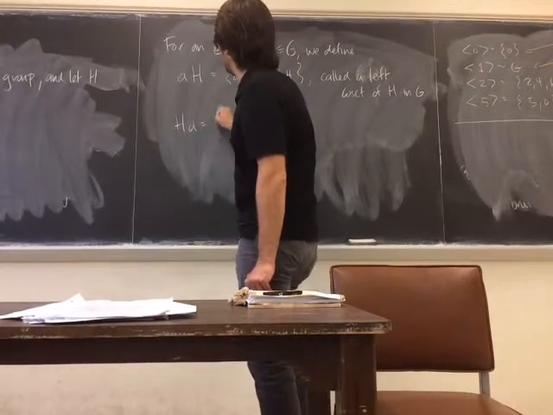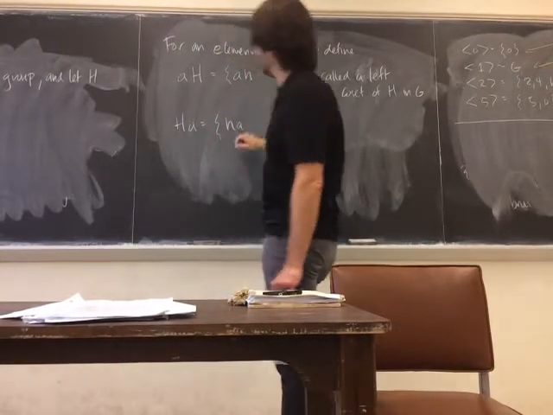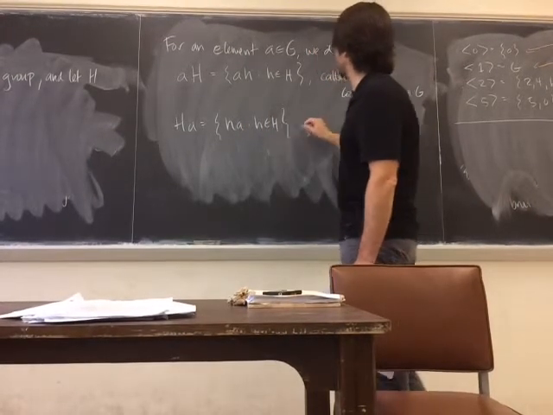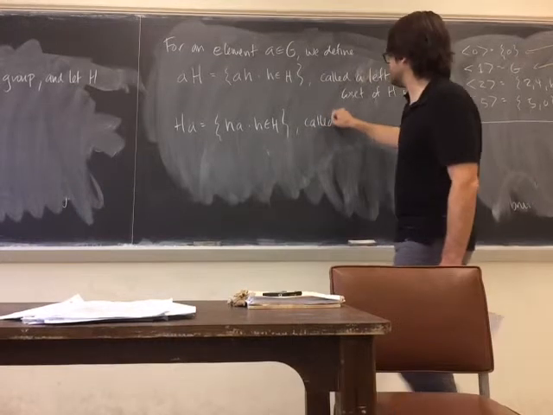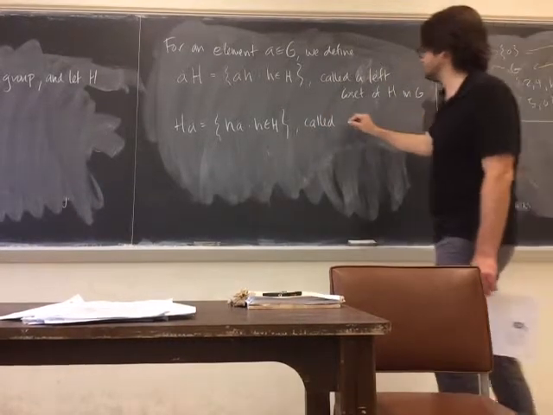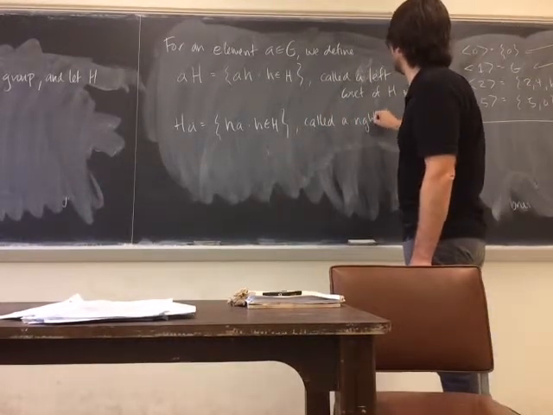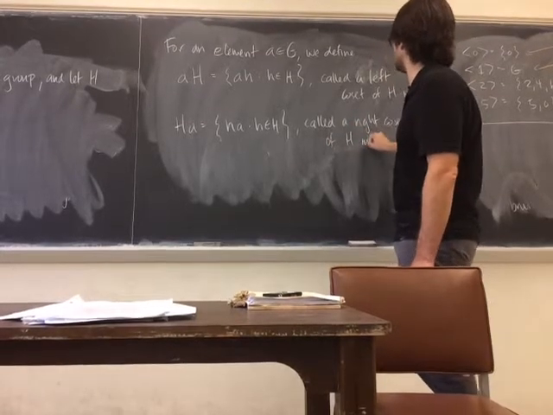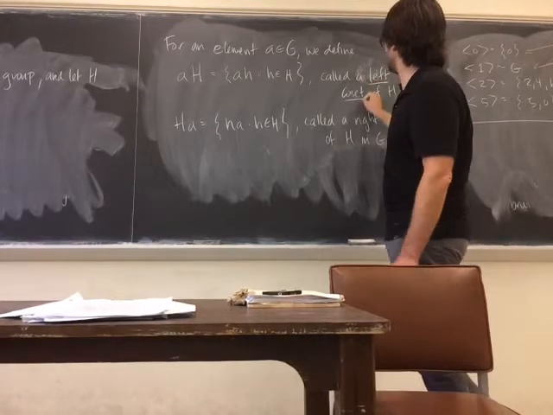And you can imagine what the other thing you can do is you can write HA, and that's going to be all the stuff you get by taking H times A, little h times A, for h in the subgroup. This is called, so maybe you can guess it, the right coset. Called the right coset of H. Left coset, right coset.